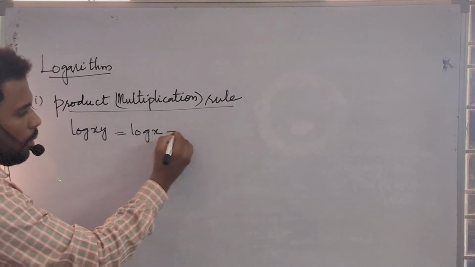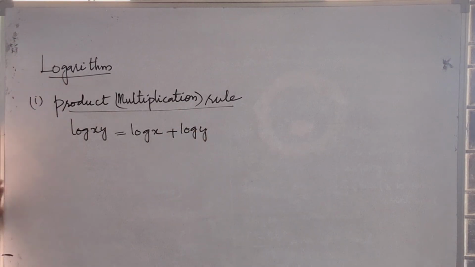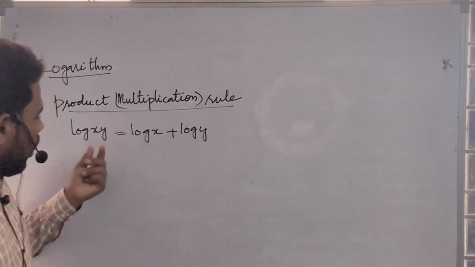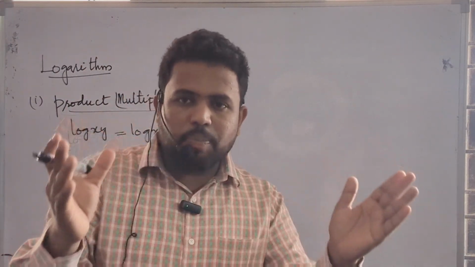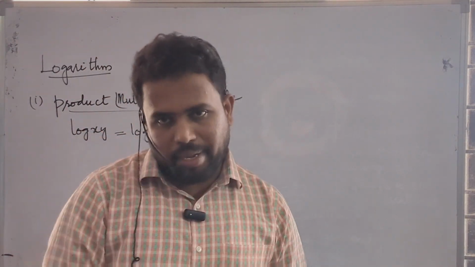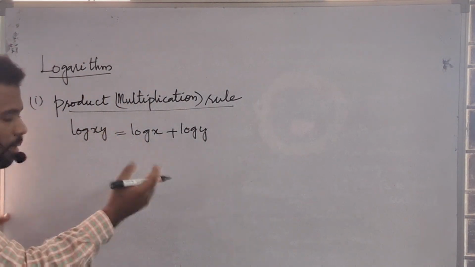Okay, log x plus log y. So what have we done here? When there was a multiplication, we expanded log by writing plus in it. Now, if there are 2 terms, 3 terms, it doesn't matter.